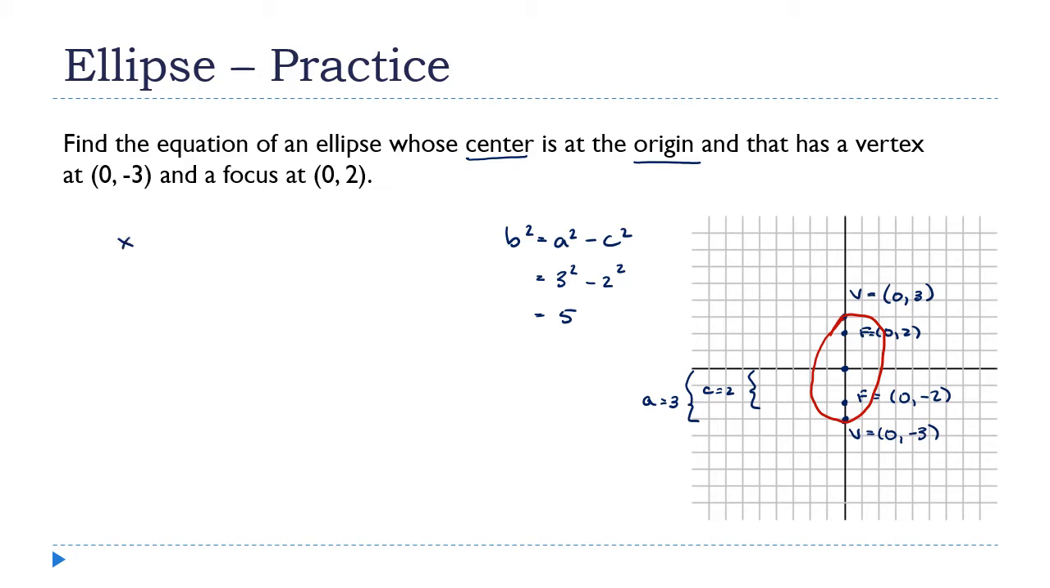My equation is going to be x squared over b squared plus y squared over a squared. Remember, a is always the bigger number, and that has to go under the y here because this is an up and down ellipse. So b squared is 5, so I've got x squared over 5 plus y squared over a squared. a was 3, so 3 squared is 9. And that's it. There's my equation. We're done.